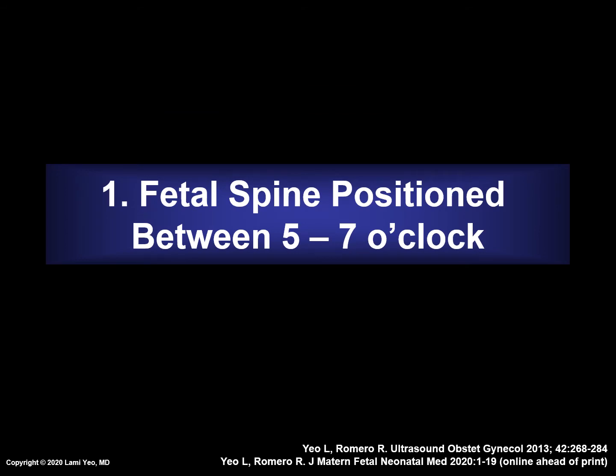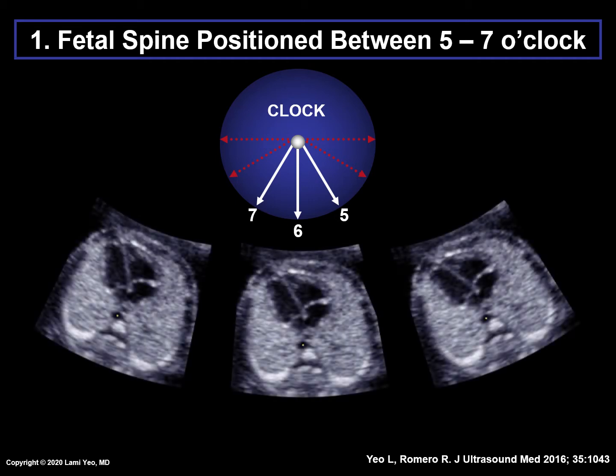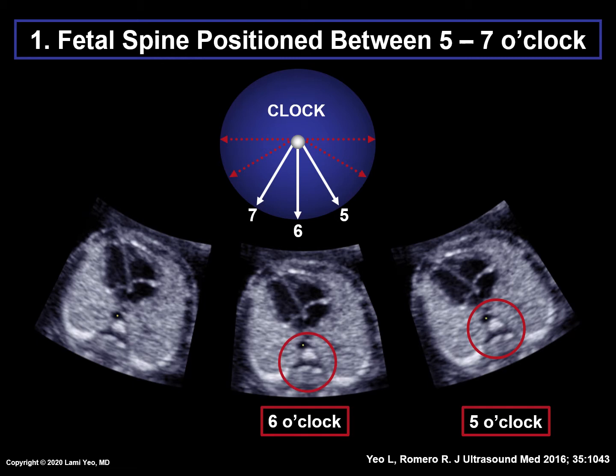The first STICLoop criteria is the fetal spine positioned between 5 and 7 o'clock. The fetal spine should ideally be located posteriorly between 5 and 7 o'clock to minimize acoustic shadowing from the ribs or spine. Here, the apical 4-chamber view is shown with the fetal spine positioned at 5 o'clock, 6 o'clock, and 7 o'clock.